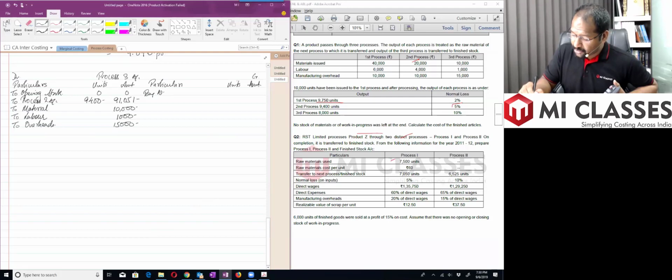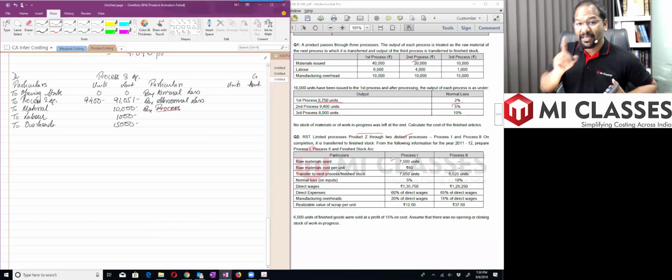So by normal loss. Next one, by abnormal loss. Very good. Abnormal loss. Tell me the third one. By process. Which account? No, no, no. No process account, because this is going to become finished goods. So by finished stock or finished goods, control account. Control account. All right. This is new for you.